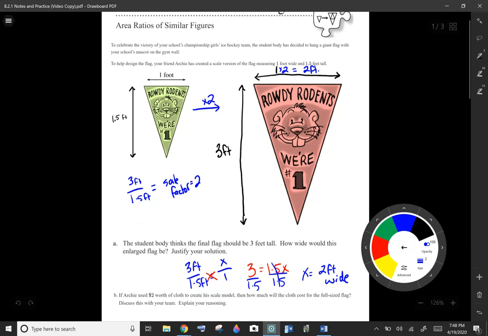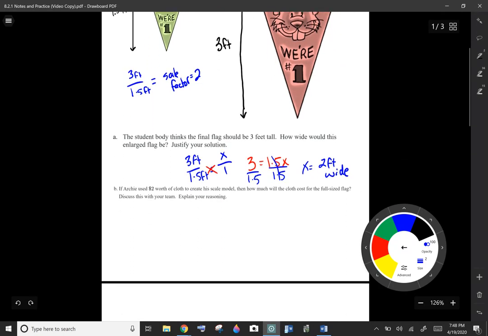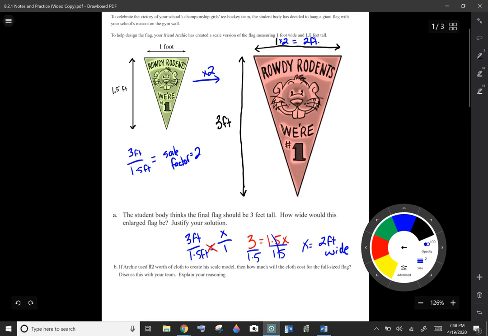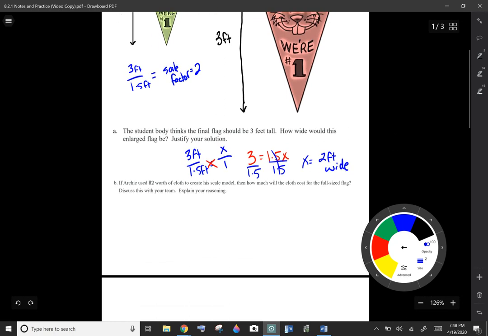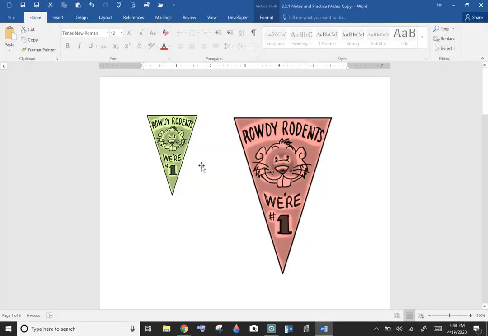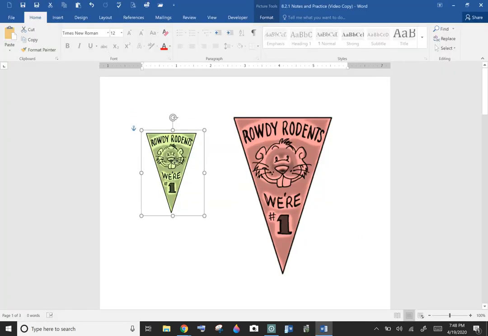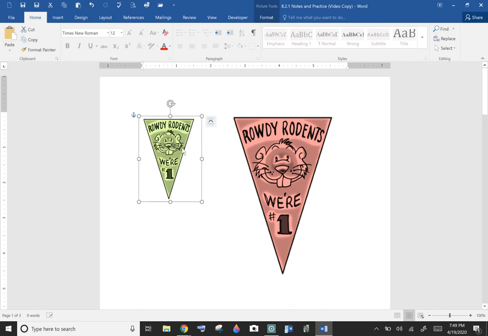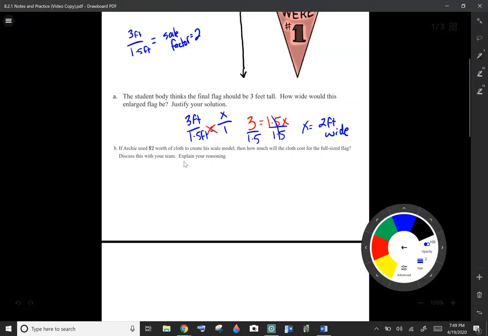But something actually changes because we're talking about area now. We're not just talking about the scale of one side. So when we think about the area, it's actually going to be a different number. And I have an example here. We'll pull this up right here. These are our 2 flags. One is the scale, this green one, and then we have the red one, which is the final one. So like it said in the example, one scale flag is equal to $2. That's how much one flag costs.